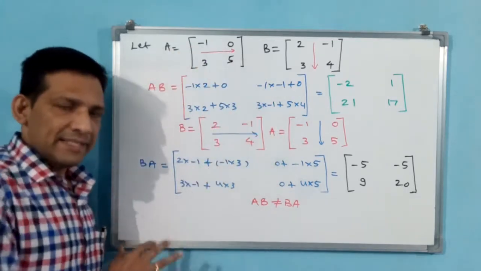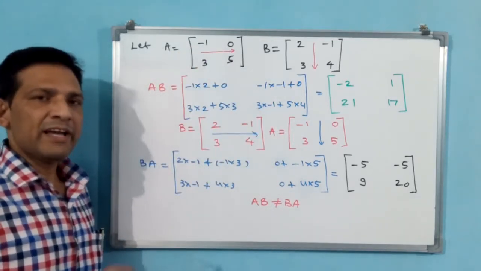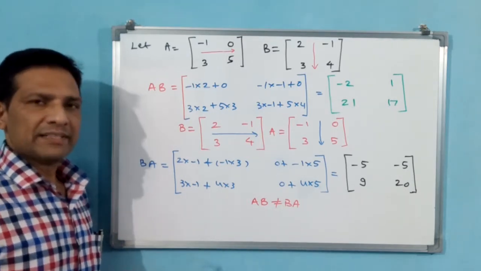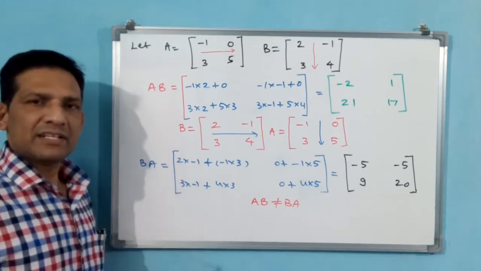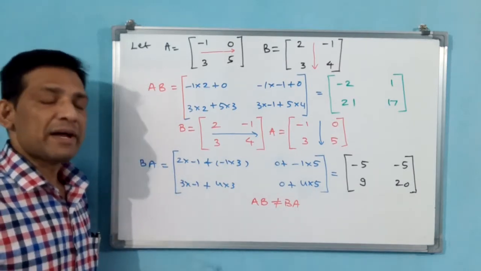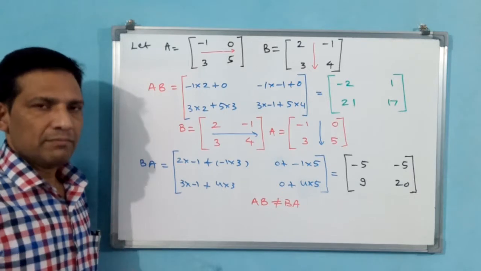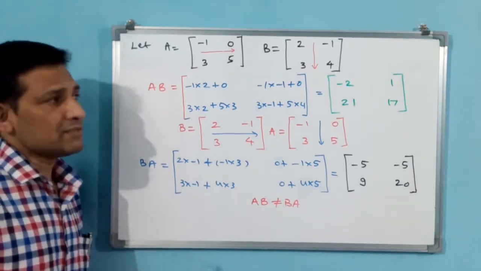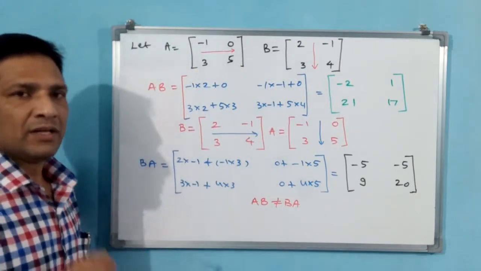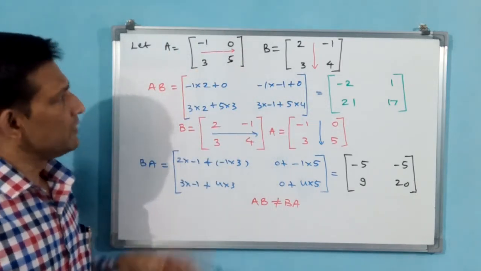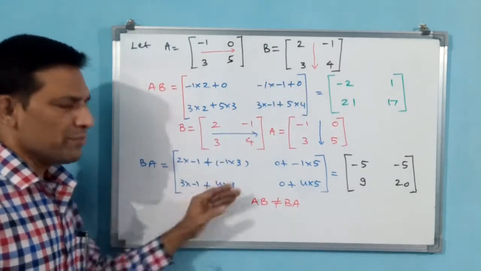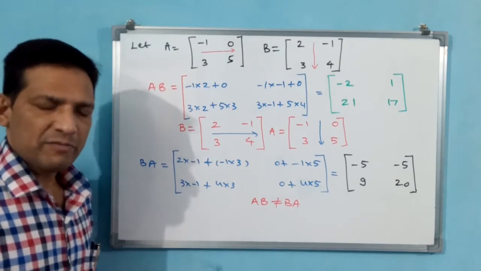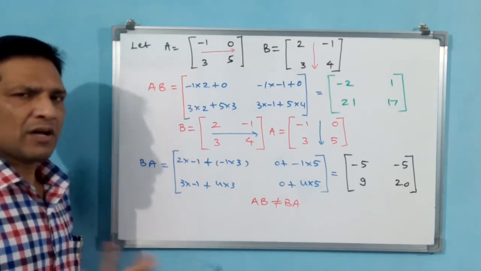Why have I done this multiplication again? Because see, in the entire matrices chapter, two concepts are a little bit difficult. First one is multiplication. Second one is inverse of matrices. Not additive inverse, multiplicative inverse of matrices. These two are difficult. That is why I have done multiplication once again to make you comfortable. Now you must have seen AB multiplication and BA multiplication are both different. We can say that multiplication of matrices is not commutative, or non-commutative.